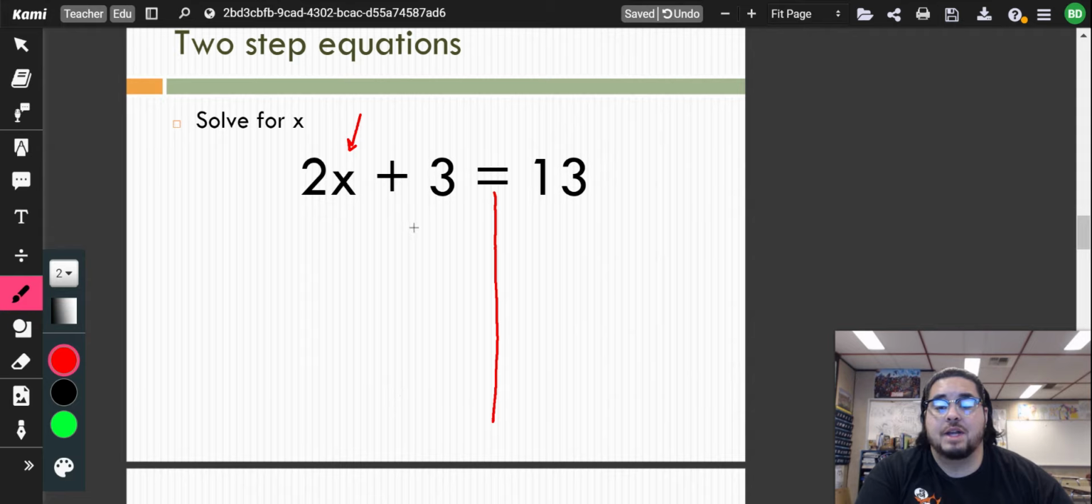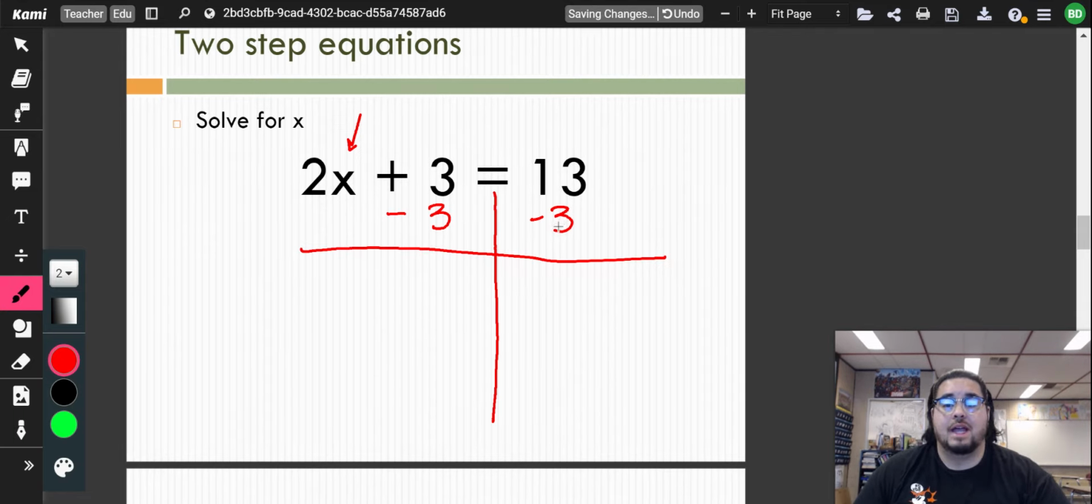So again, I'm going to start with what's furthest away from x. So I'm going to get rid of the plus 3 first. The opposite, working backwards, of plus 3 is to subtract 3. Because these are equal, this is a statement of equality, I'm going to subtract 3 from both sides to keep everything nice and balanced. If I do it on one side, I have to do it on the other side. So the plus 3 and the minus 3 cancel. This 2x is going to come down. And on my other side, 13 take away 3 is going to give me positive 10.